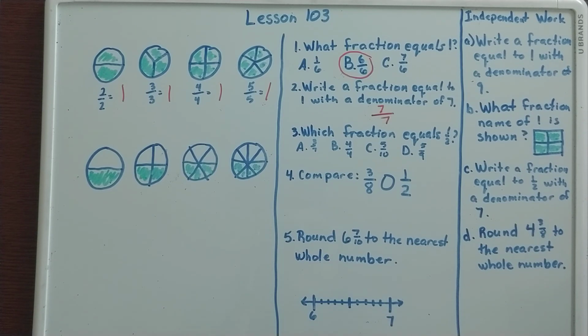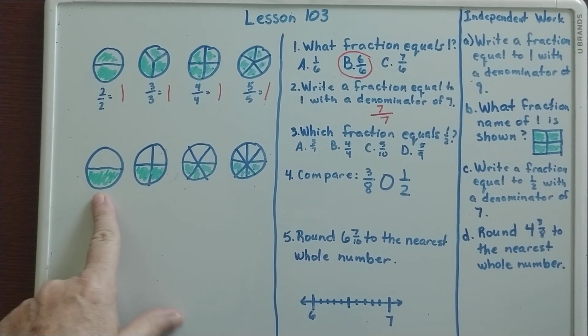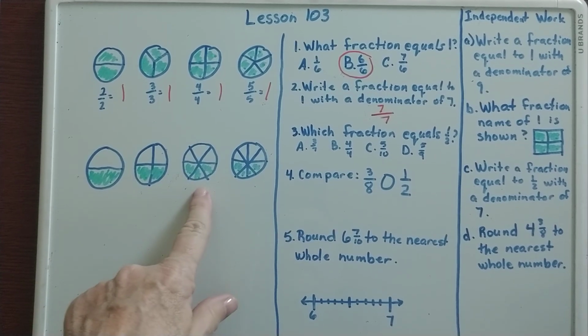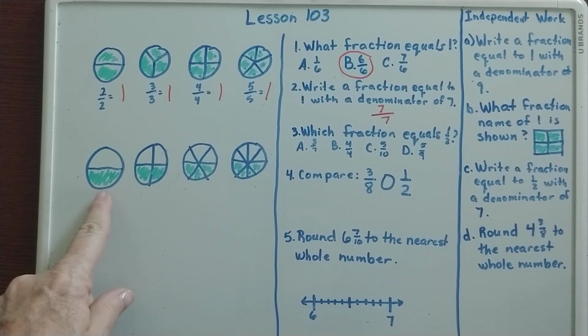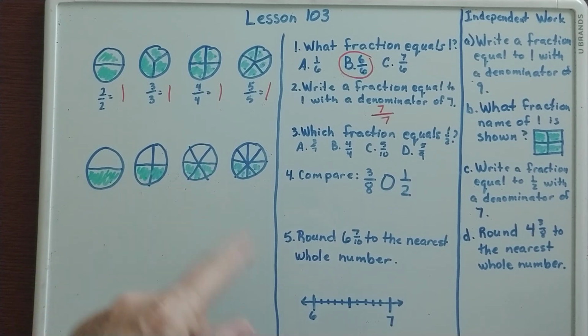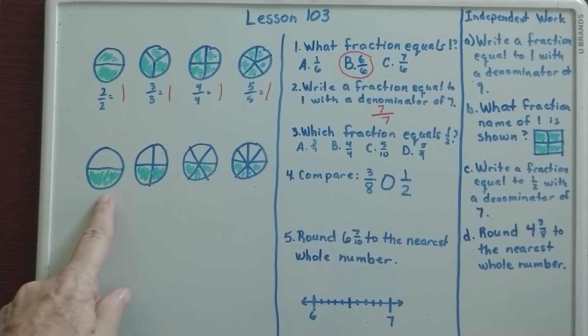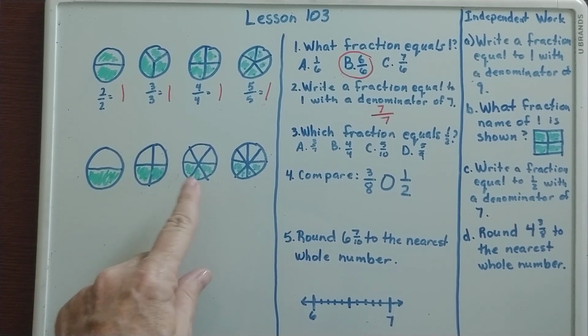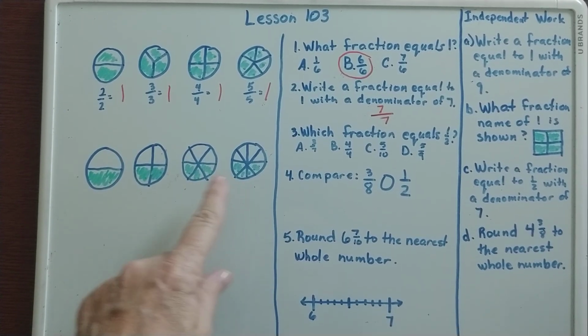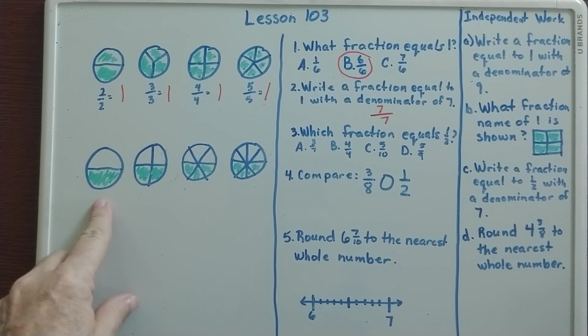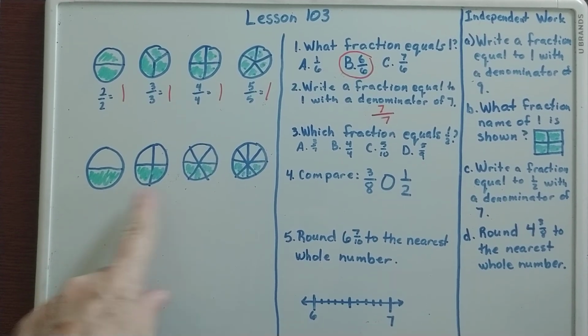All right, now let's look at these circles over here. Each one of these is divided up into different amounts of pieces. Here we've got a circle that's divided into 2 pieces, one that's divided into 4, one that's divided into 6, and one that's divided into 8. You can see that one half is represented in each of these circles.